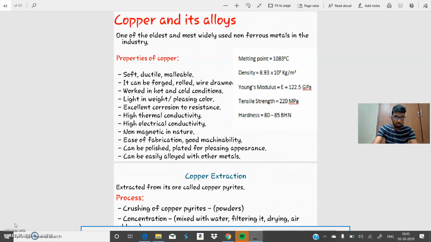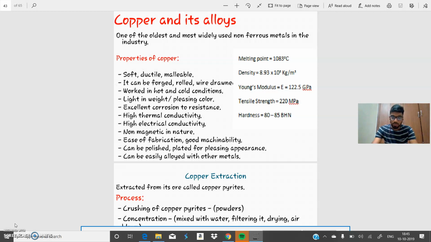Copper has high thermal conductivity and high electrical conductivity. They are non-magnetic in nature. Ease of fabrication and good machinability. It can be polished, plated for pleasing appearance, and it can be easily alloyed with other metals.